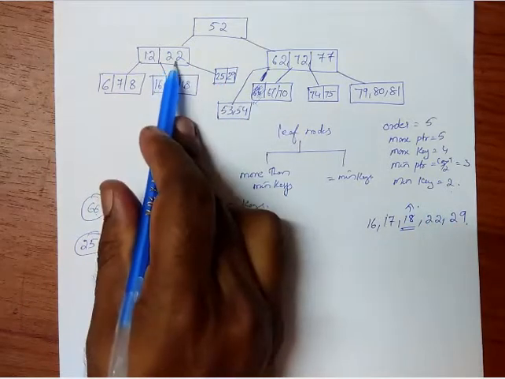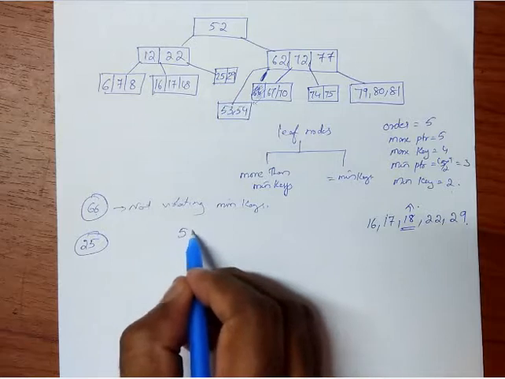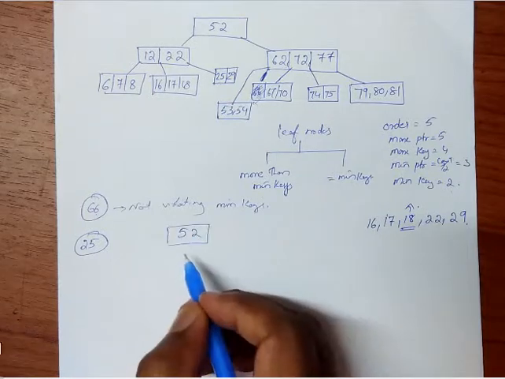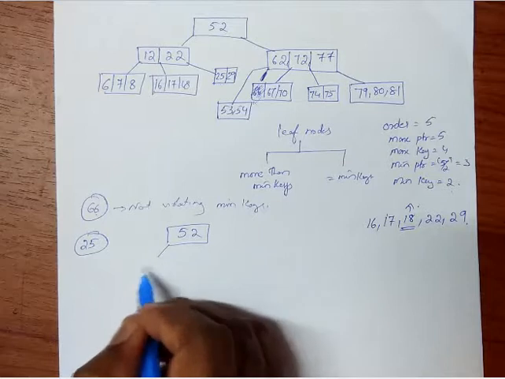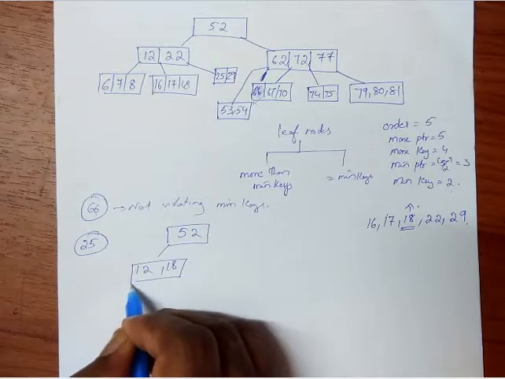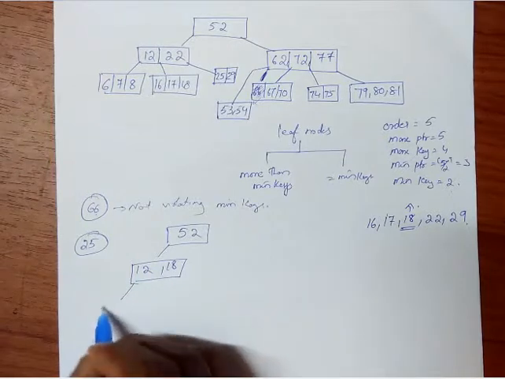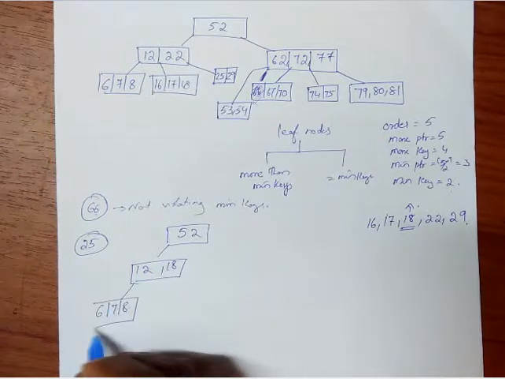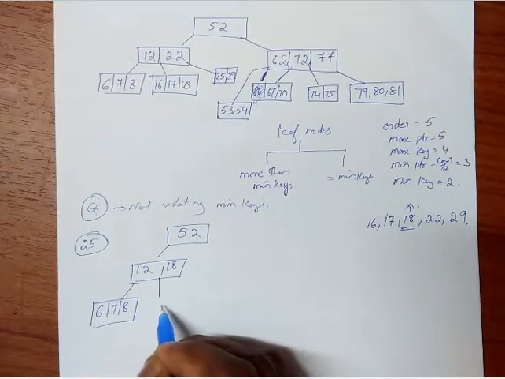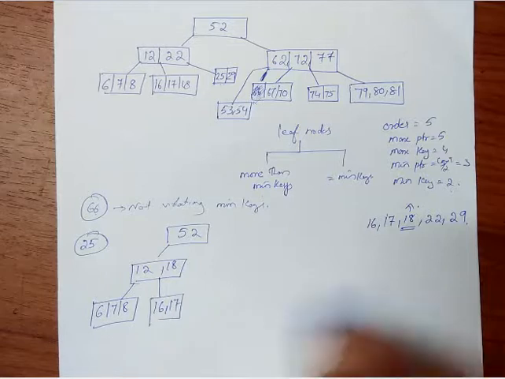Here we combined everything, so the new values will be 52, then the left sibling 12, and the current parent is 18. The left of 12 is 6, 7, 8, and of 18 you have 16 and 17. So 16 and 17 should be here.